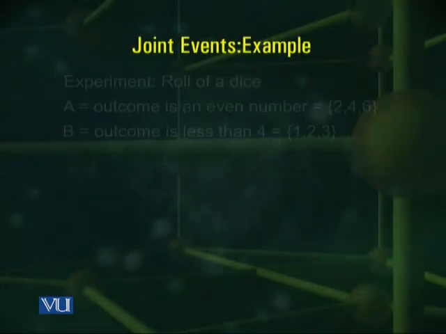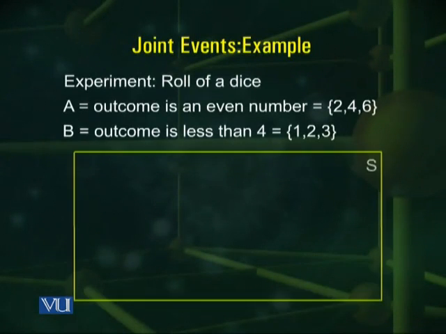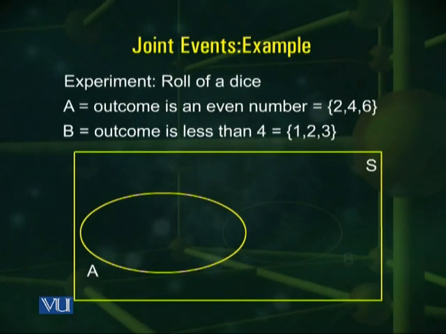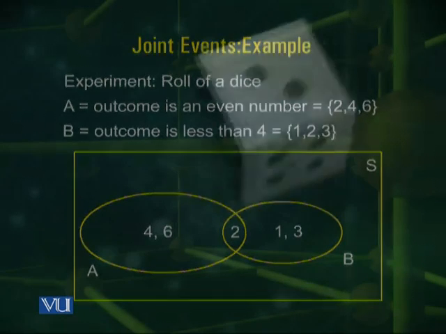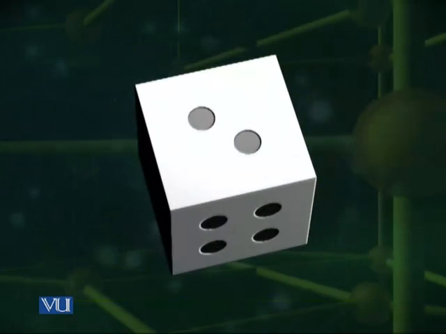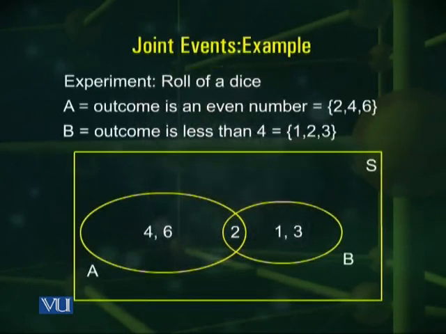For example, you roll a dice and you observe its output. The two events that we have defined are A, that the outcome is an even number, and B, that the outcome is less than 4. It is either 1, 2, or 3. So suppose you roll a dice and observe 2. This outcome 2 belongs to the event of even numbers, and it also belongs to the event of the outcome being less than 4. So whenever you observe outcome 2, both of these events have occurred jointly.